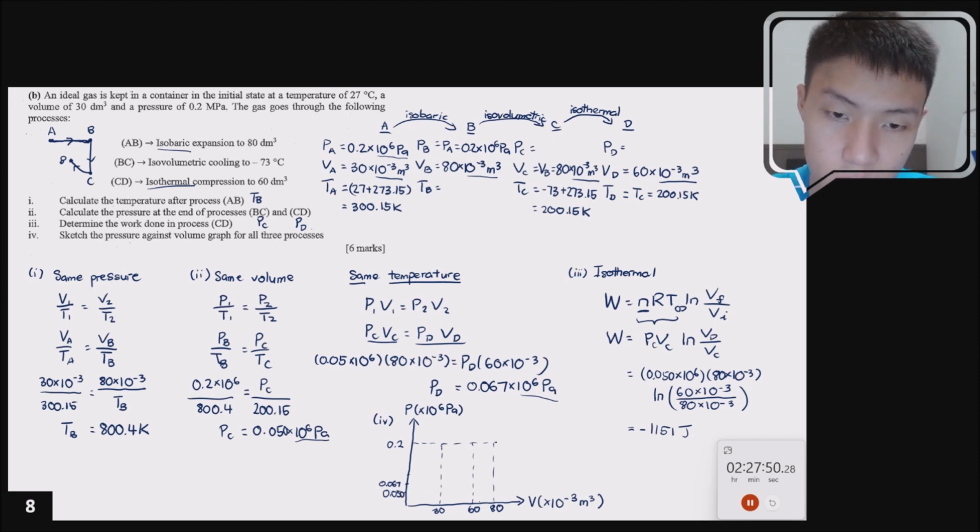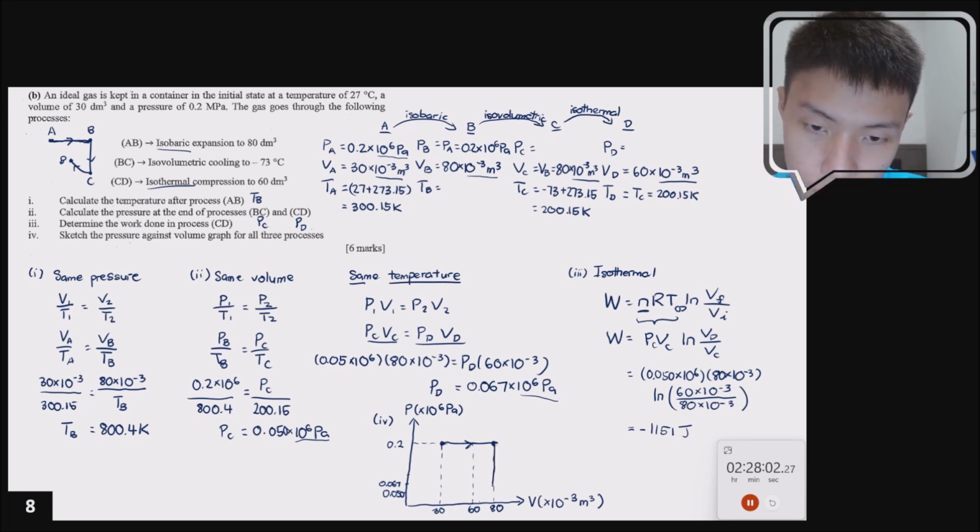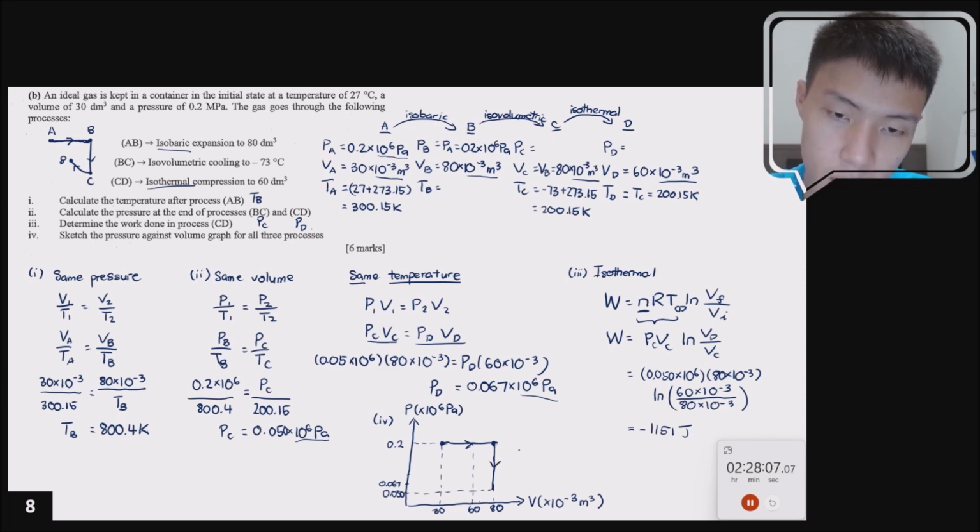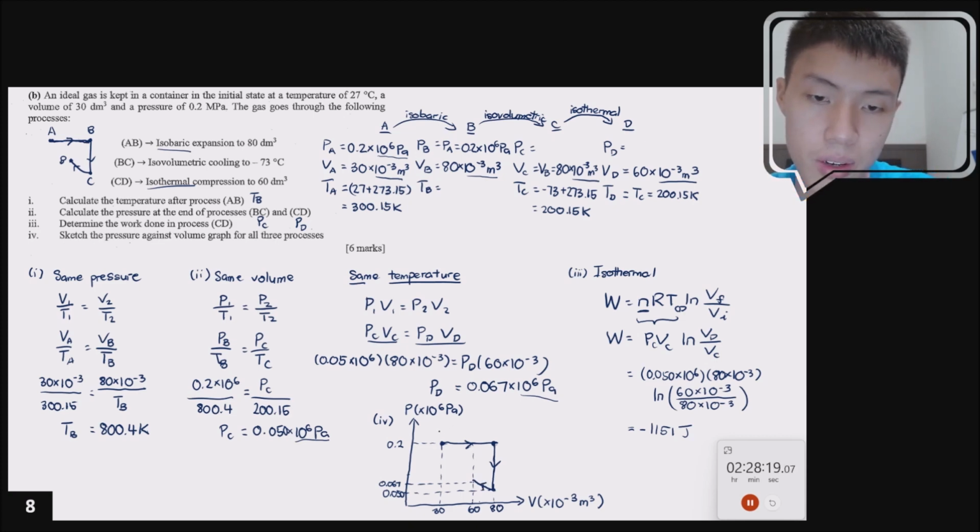So you start from 0.2 and 30, you move to 0.2 and 80. After that, you move to 0.05 and 80. And after that, you move following the isotherm line, to 0.067 and 60. So now this is the shape of the graph. Let's label the states. This is A, this is B, this is C, this is D.